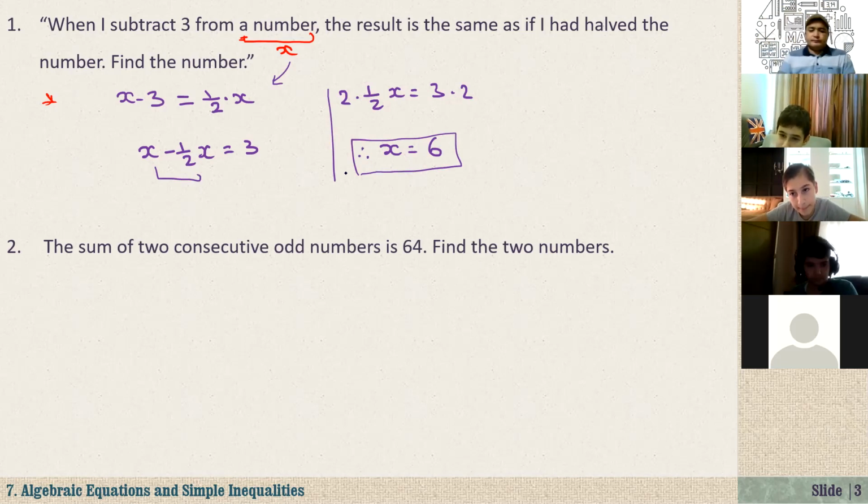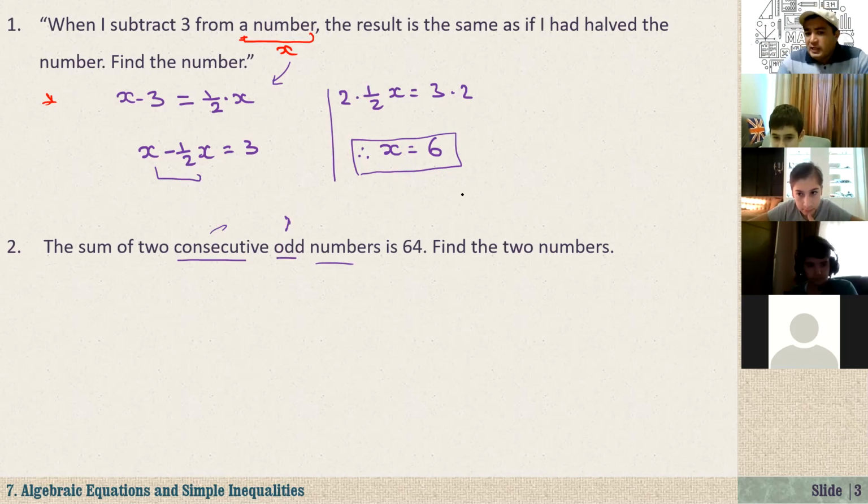The sum of two consecutive odd numbers, 64. So we know what "sum" means: we are adding two numbers, right? And we know what "two" means. Consecutive odd numbers, right? And also we all know odd numbers, right? 1, 3, 5, 7. When you divide by 2, the remainder is 1. Those numbers are called odd numbers. And how about consecutive? Consecutive means followed by another. Okay, that's the definition of consecutive.